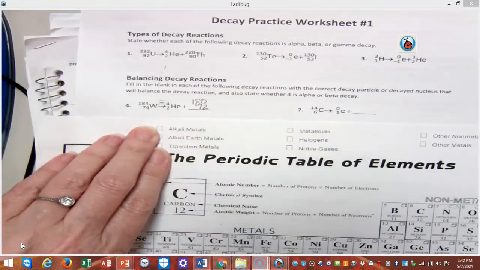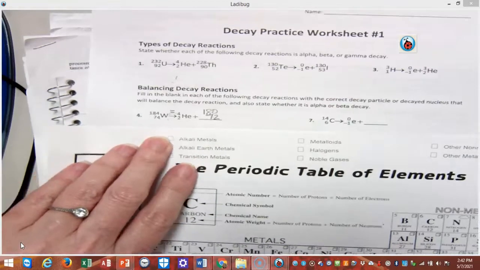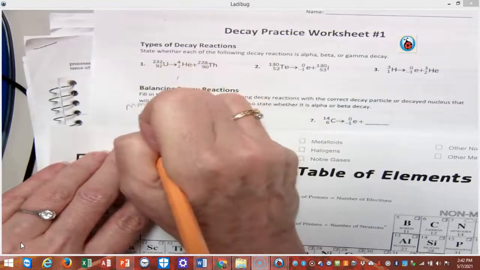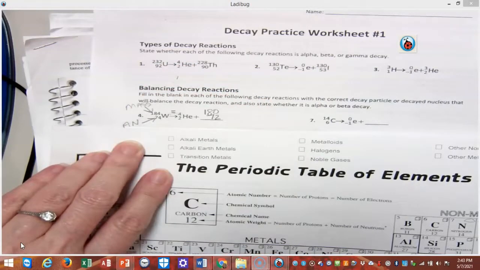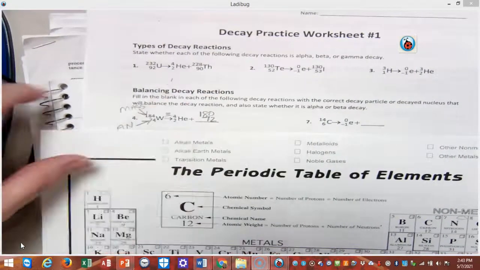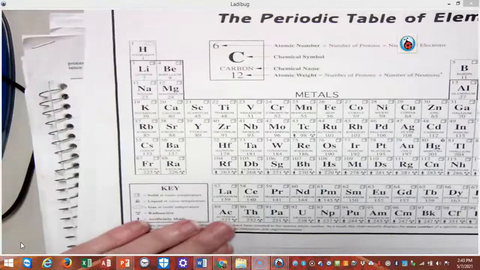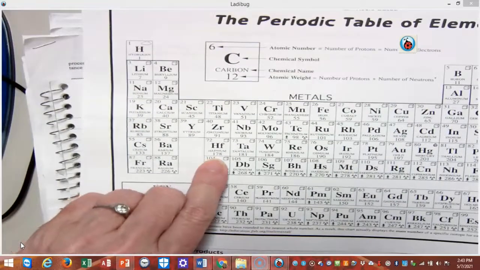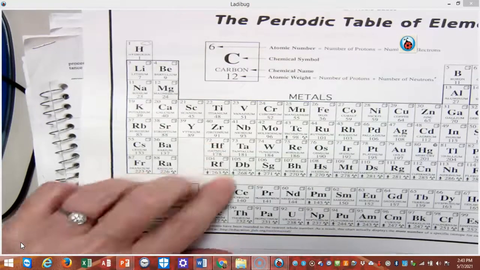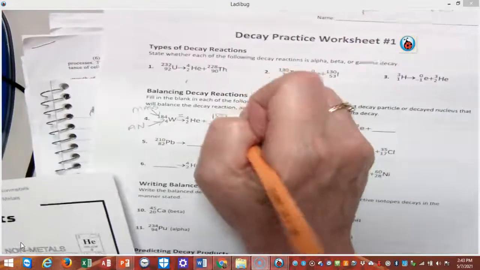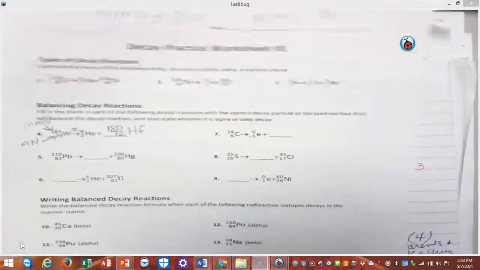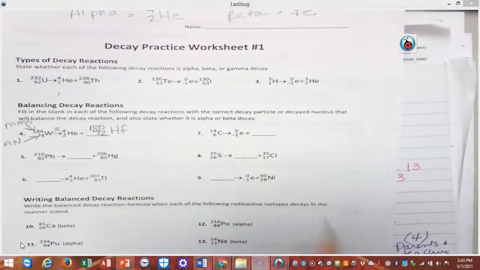72. Okay, and let's remember, looking at these, the top number is always your mass, and the bottom number is your atomic number. Okay, so now we're going to find atomic number 72 on our periodic table. We go to our periodic table and we see hafnium. All right, 72 hafnium. So we're going to take that element symbol HF and we're going to put it here. All right, now let's look at the next reaction.